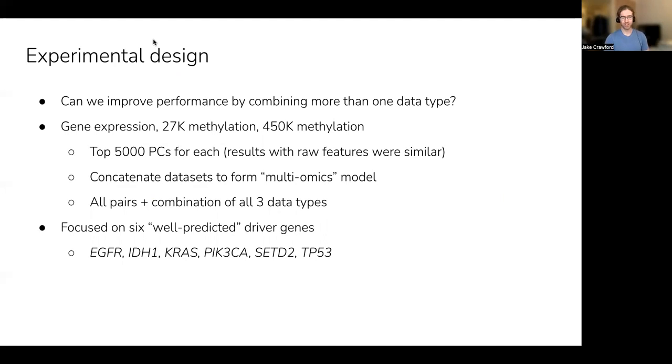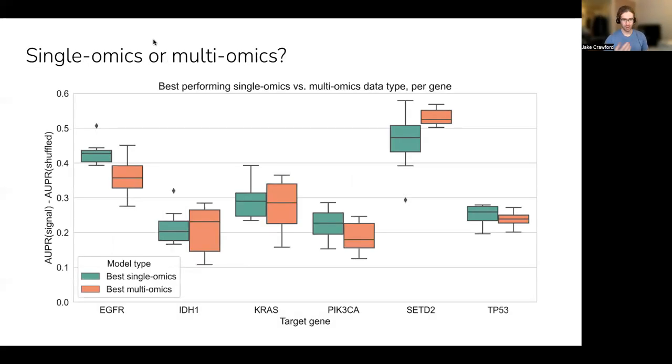And in this case, we focused only on 6 driver genes that did pretty well in our first set of experiments. So those are listed here. If you study cancer, you probably recognize a lot of these. These are genes that are known to drive cancer in a pan-cancer context. Here, the green boxes are the best single omics model type for that gene between expression and methylation, and the orange boxes are the best multi-omics model for that gene. So the pairs of expression and methylation, and then all three combined into a single model.